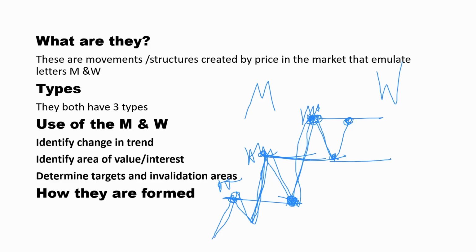Now, the moment the market fails to break here, and then comes down, this is the part I was talking about. When price comes and stops here, most traders think that this is an M. This is not yet an M, right?